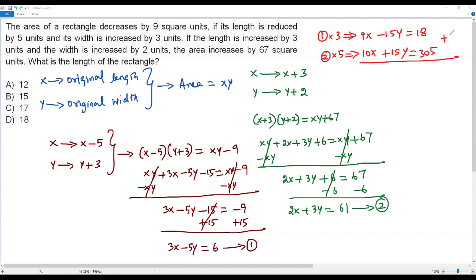So now when I add the two equations, negative 15y, positive 15y will cancel out. 9x positive 10x will become 19x equals, when I combine positive 18 and positive 305, I'm getting 323. Now to solve for x, I have to divide both sides by 19. So when I do so, this 19 will cancel out, then x equals, when I divide 323 by 19 using a calculator, I am getting 17. So we know that x represents the original length of the rectangle. So the original length of the rectangle is 17 units. So we find 17 in answer choice C. So the correct answer choice for this question is C.